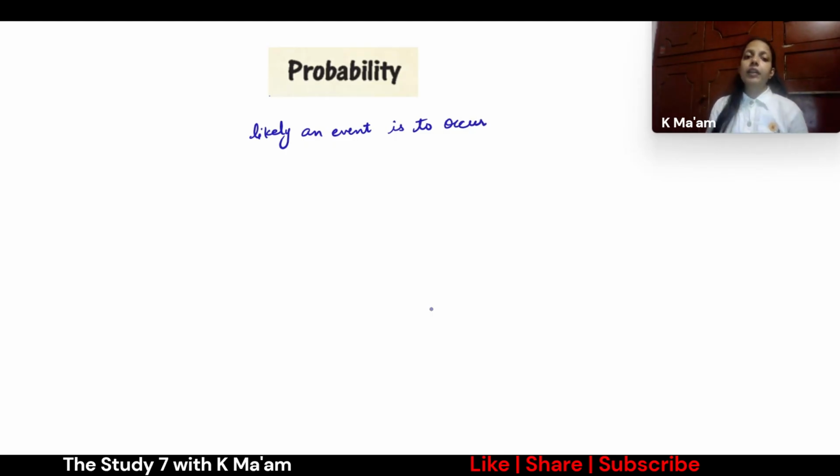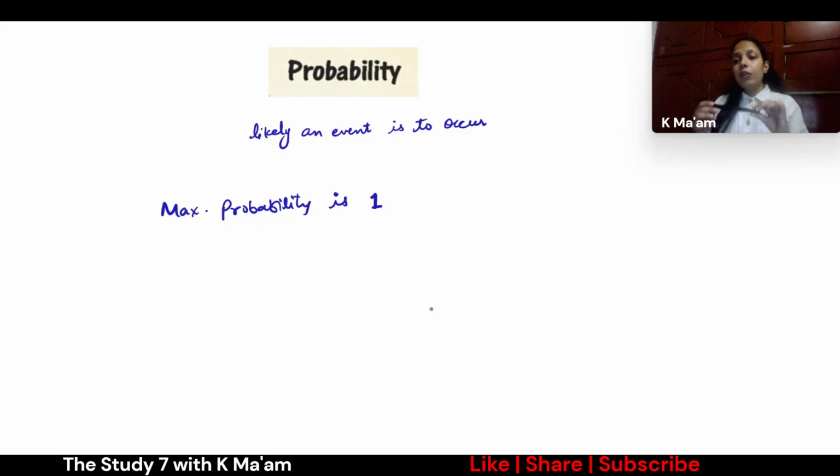So let's see. If I have this pen and I drop it, what's the possibility it will go down? That's 100% sure. When you are sure this event will occur, the probability is 1. So the maximum probability is 1.